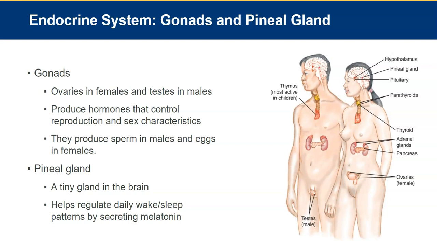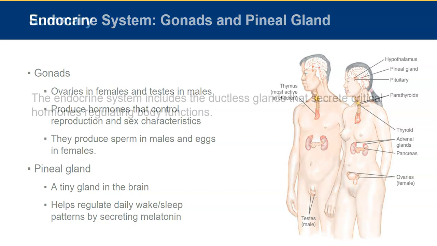And then finally, the pineal gland is also back up in the brain, and it is posterior to the location of the hypothalamus and the pituitary, and that's where we control our circadian rhythms, our daily waking and sleeping patterns. And the specific hormone that helps with that is melatonin.